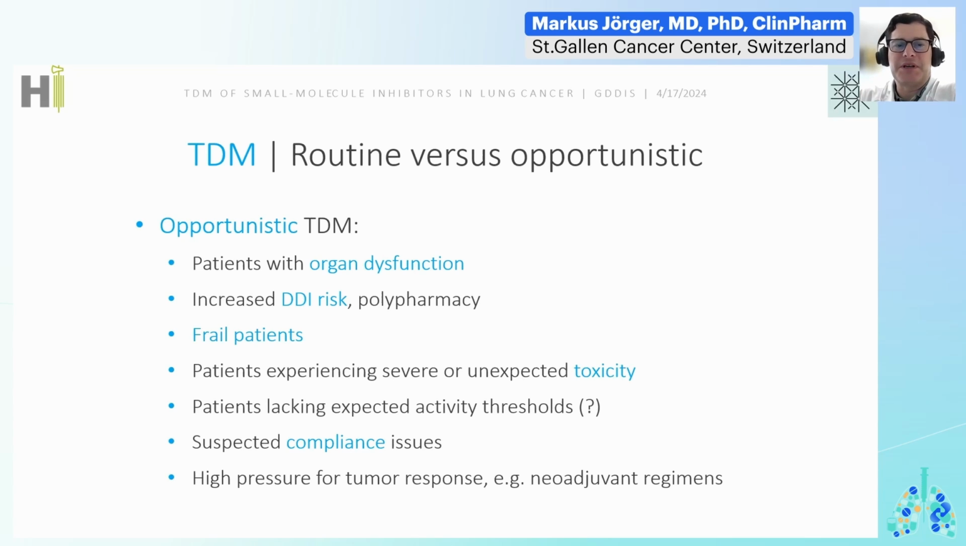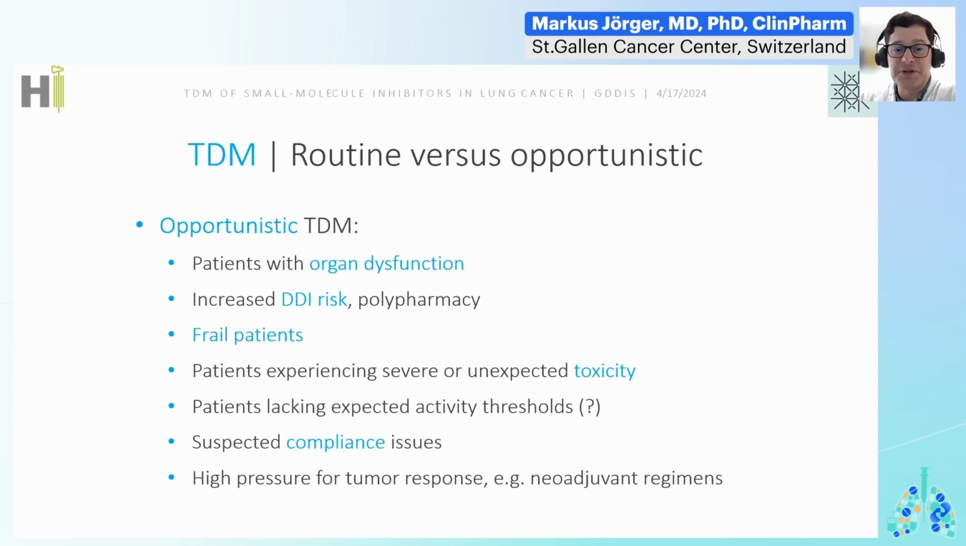And opportunistic TDM for me would be particularly special populations like patients with organ dysfunction, increased DDI risk, frail patients, patients that already have experienced severe toxicity where TDM could help to get more insights on the problem. Patients lacking expected activity thresholds, that's of course a difficult one because usually there we look at alternative treatment options and are tempted to switch treatment rather than to look at potential underlying pharmacological issues. Suspected compliance may be an issue.